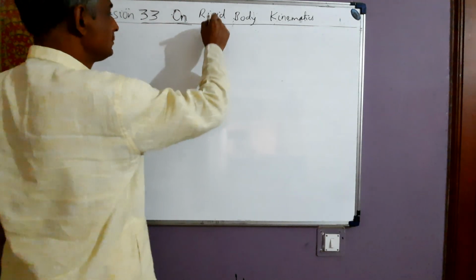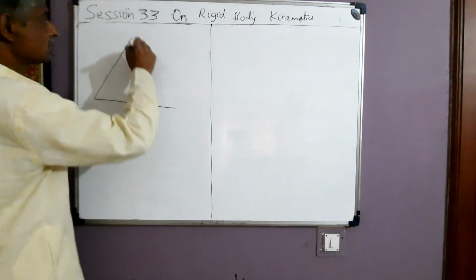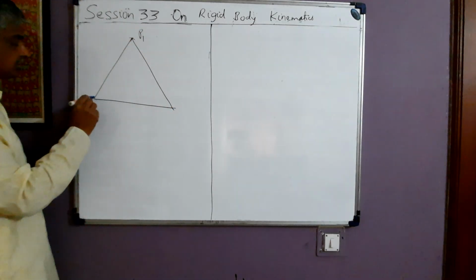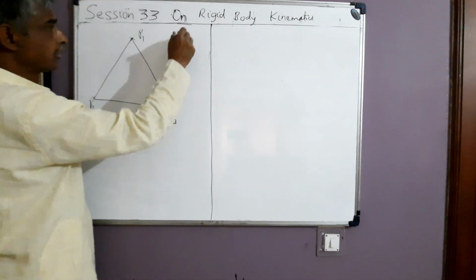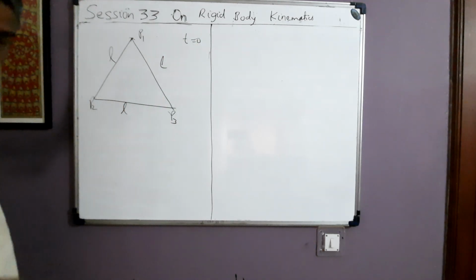So now I draw the diagram first. This is the initial diagram, the diagram at time 0. P1, P2, P3 are 3 points. L is the separation between the 3 points at the initial instant.